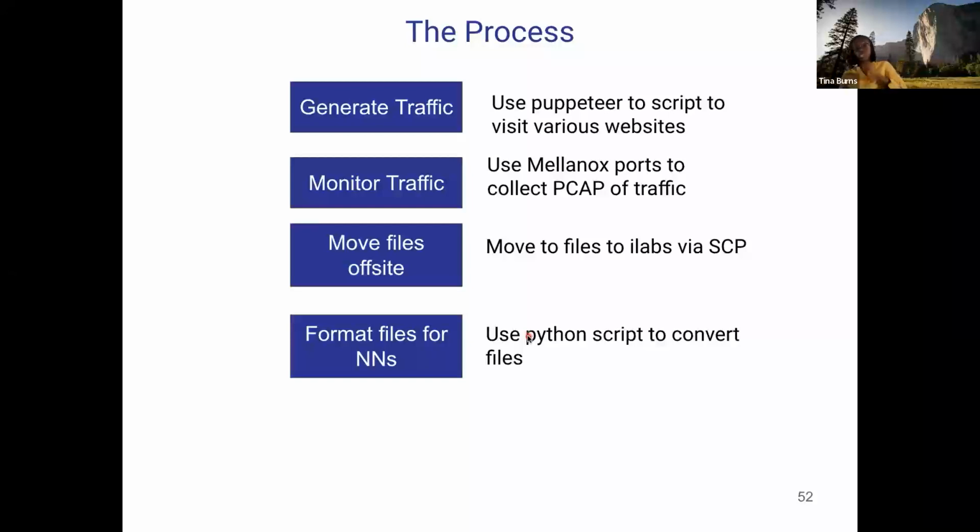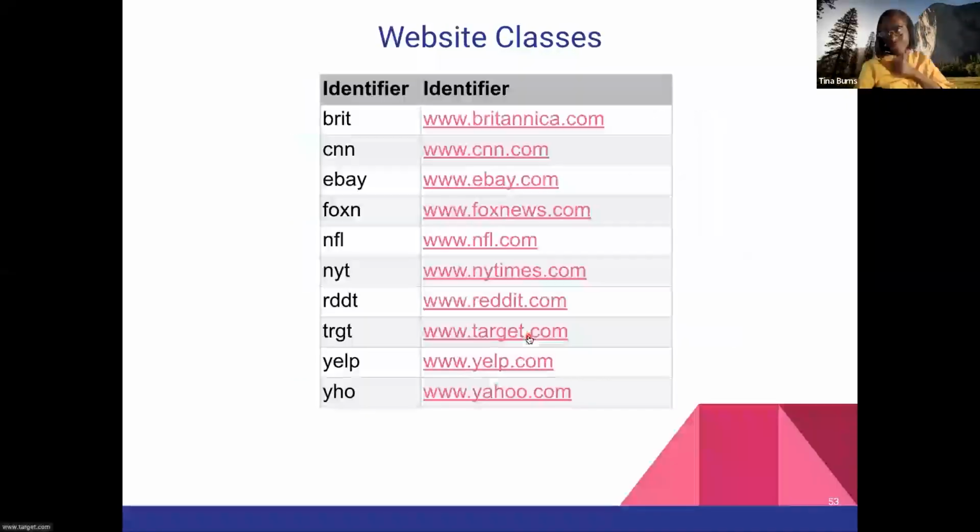So the way we generate the traffic for the web data is actually through a script. We use Puppeteer, and it basically cycles through a bunch of sites, and then we collect the packet information from those sites, monitor it, and then basically format the data appropriately for the networks to be able to receive it. So we're thinking about the different classes that we're using.